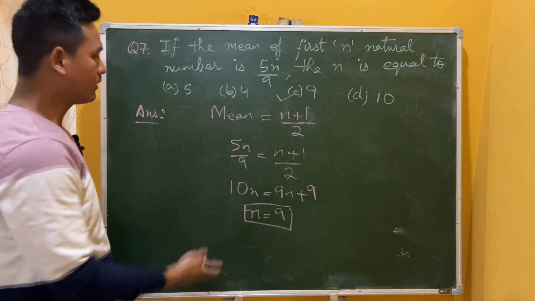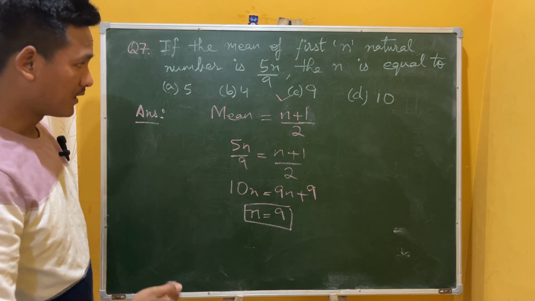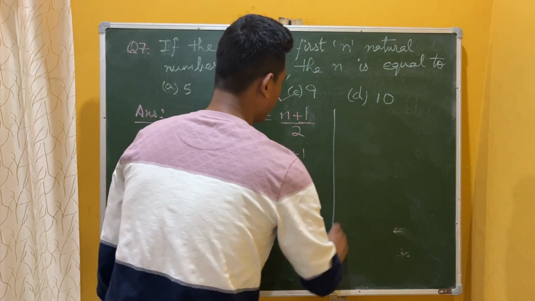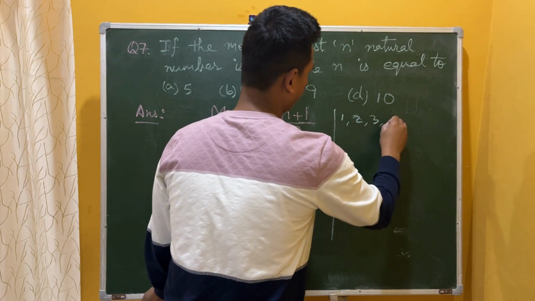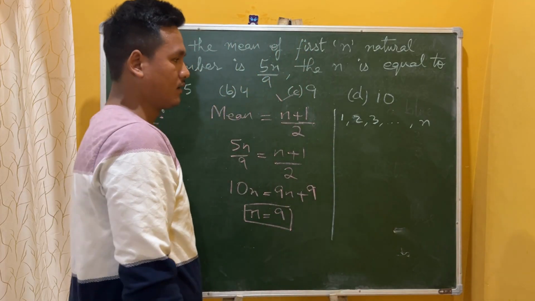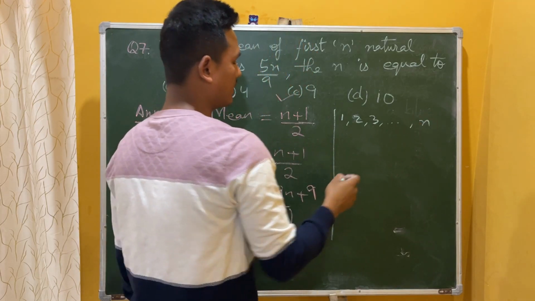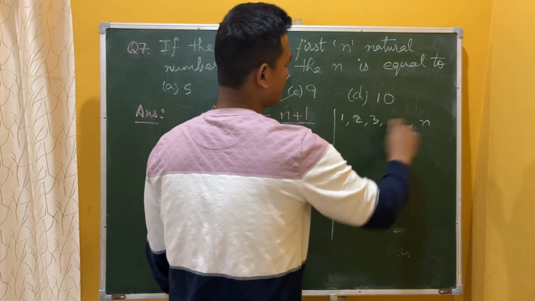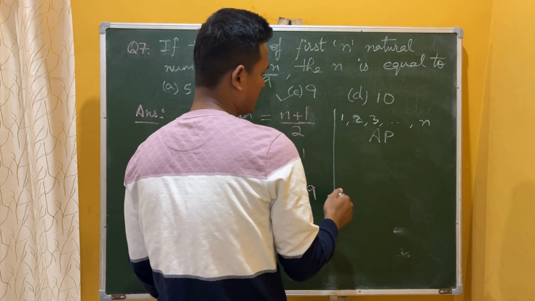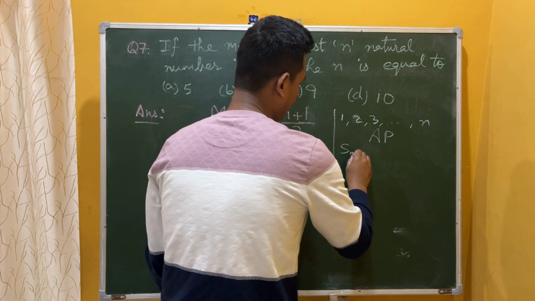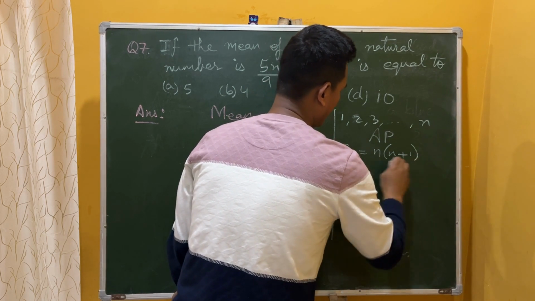So you might be wondering, how come mean of first n natural numbers is n plus 1 by 2? In short, let's understand this. First n natural numbers are 1, 2, 3 till n. This is the first n natural numbers. Till n, we don't know the nth term. So this sequence is in AP, arithmetic progression. So if you add this sequence, the sum is n times n plus 1 by 2. This is the sum.